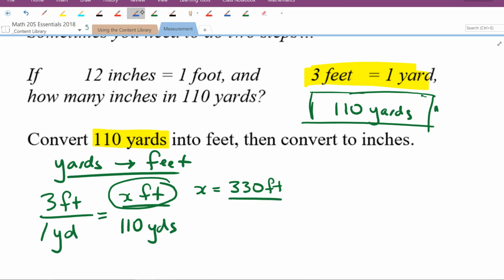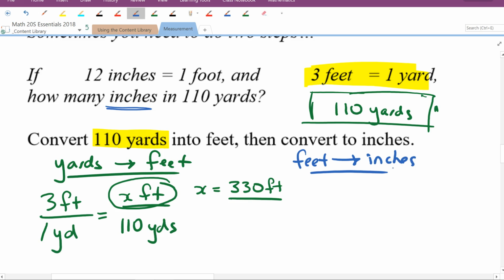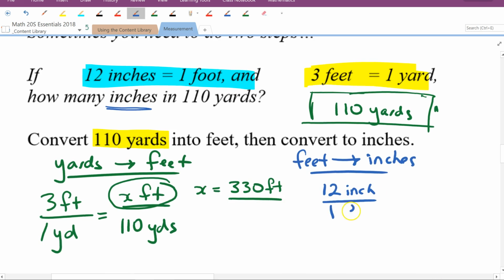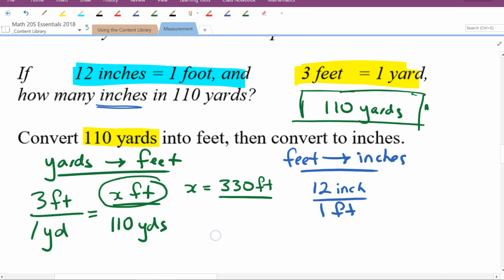I'm going to switch now, and I'm not done because I want to get how many inches. So my next part is I'm going to go from feet to inches. So what's the thing that relates feet and inches? It looks like it's this one, isn't it? It's 12 inches and 1 foot. So I'm going to say, okay, 12 inches is the same as a foot, so I'll set that up as my first part of my proportion. And now, what do I want to figure out? I know the number of feet, so that'd be down here, 330 feet. But I have to figure out the number of inches, so I'll say x inches up there.